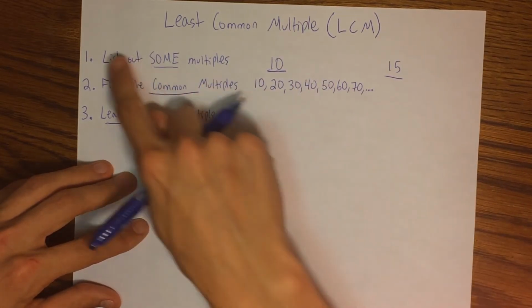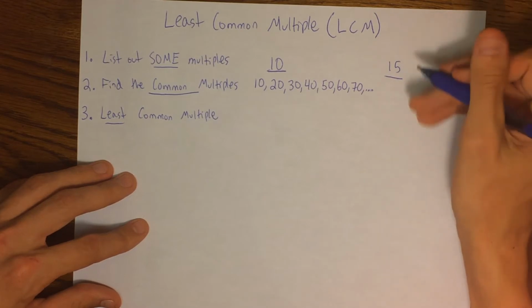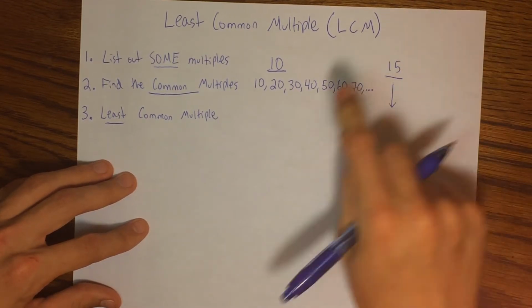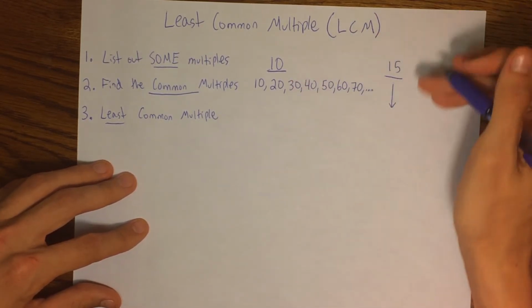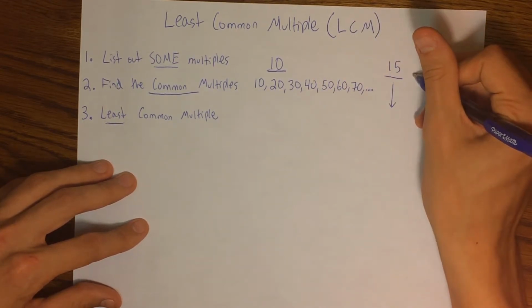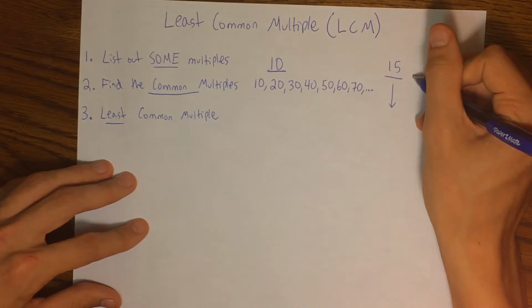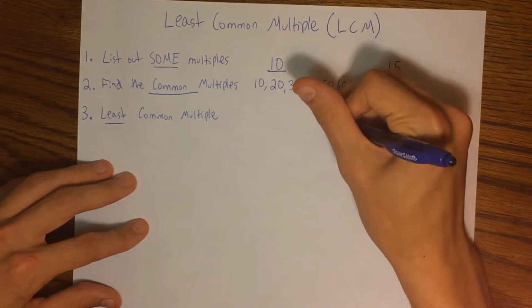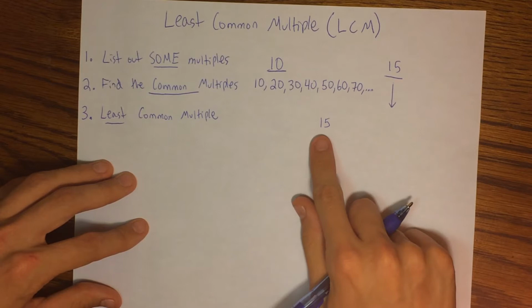So now I'm going to move on and finish the first step for the number 15. I'm going to draw a little arrow down here just so that I don't overlap with numbers and things. And I'm going to tell you that the first multiple of 15 is, I'll go ahead and let you guess it for a second, 15. Hopefully that was your guess.